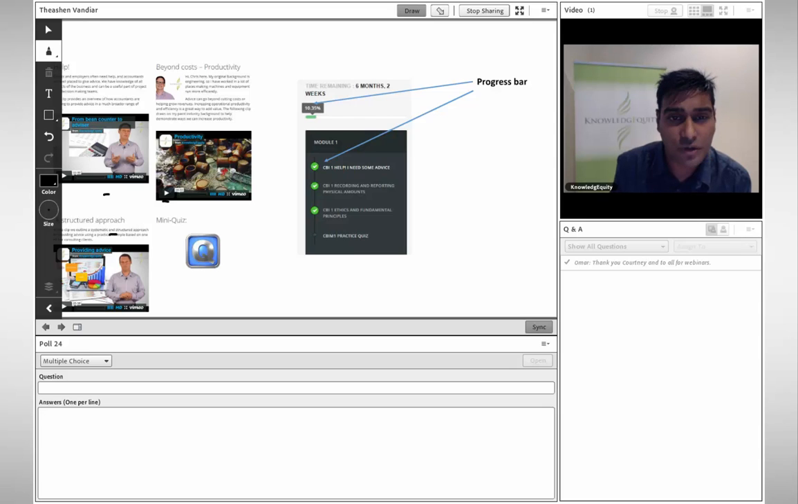Now each unit also has mini quizzes. Mini quizzes are at the very easy level, just to test that you read, understood and comprehended what was covered.